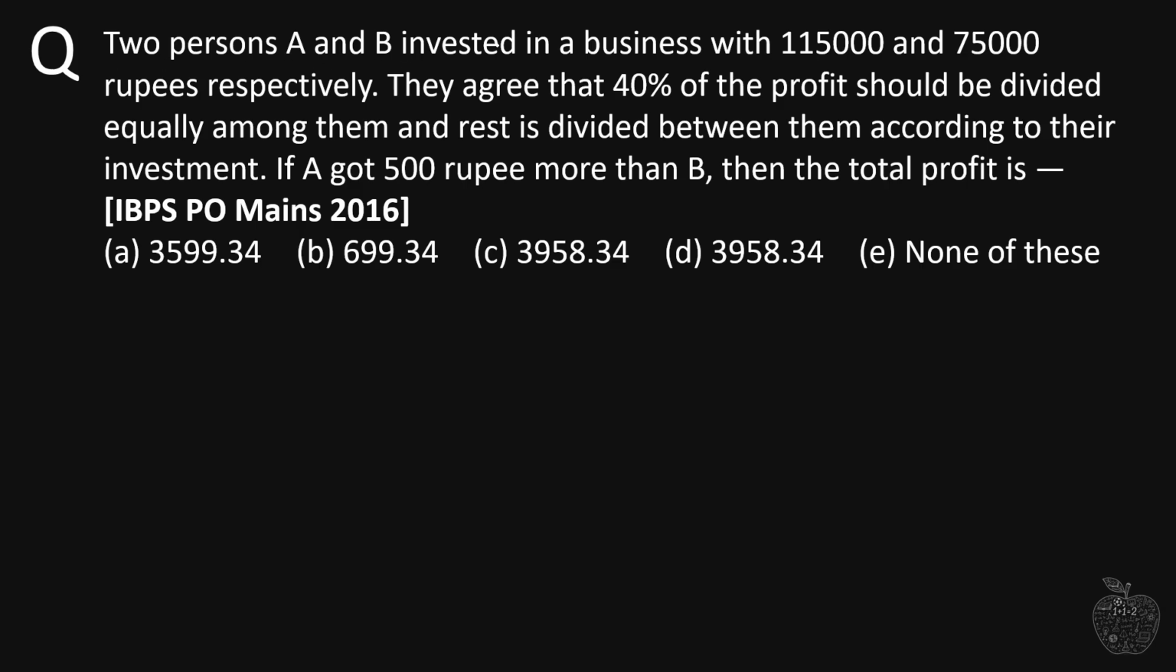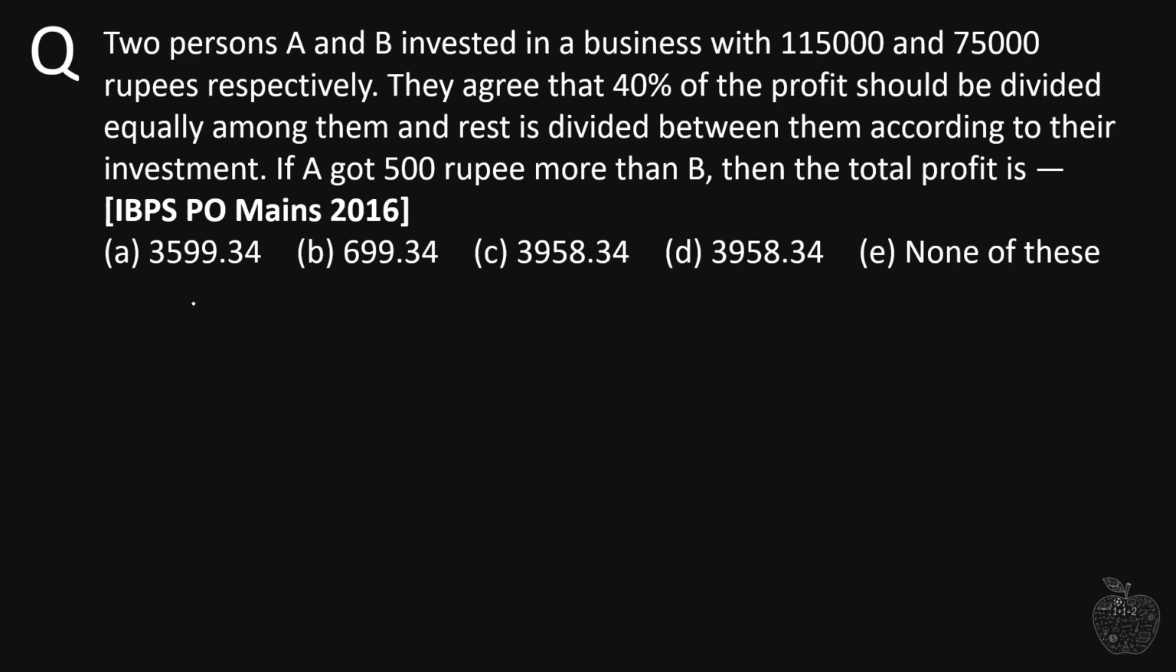Two persons A and B invested in a business with 1,15,000 and 75,000 rupees respectively. They agree that 40% of the profit should be divided equally among them and the rest is divided between them according to their investment. If A got 500 rupees more than B, then the total profit is what?